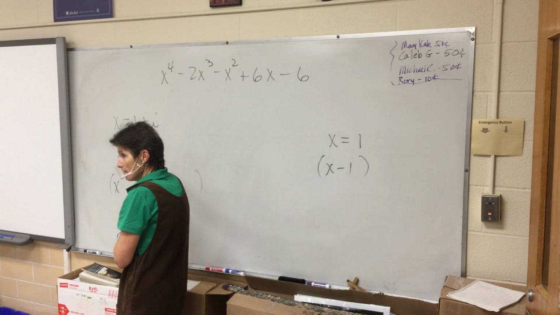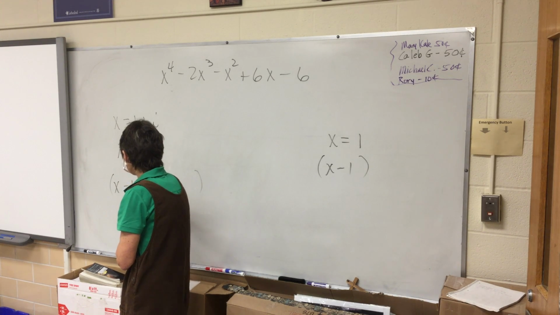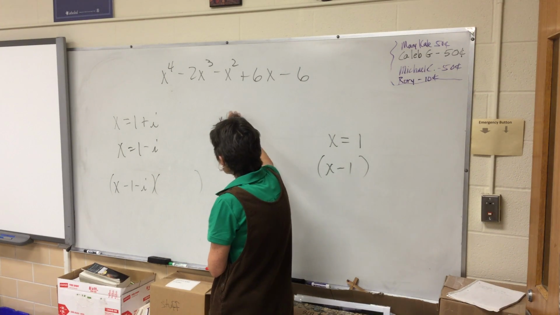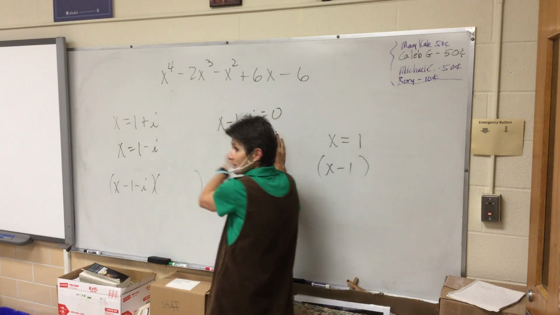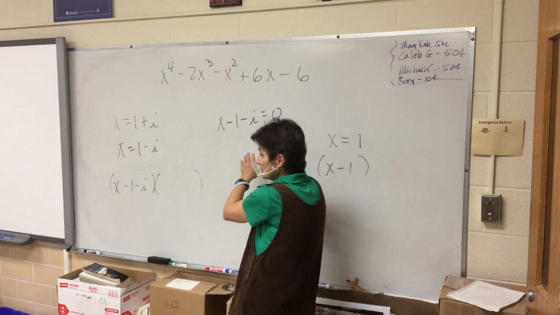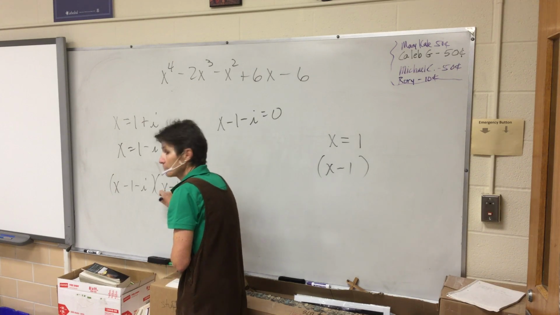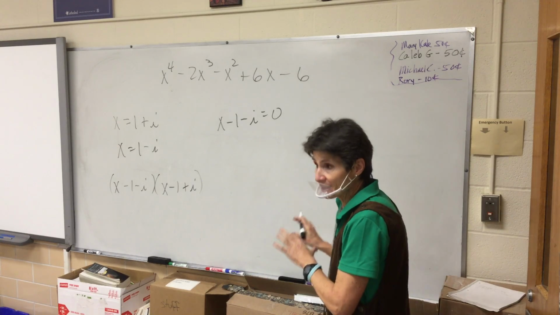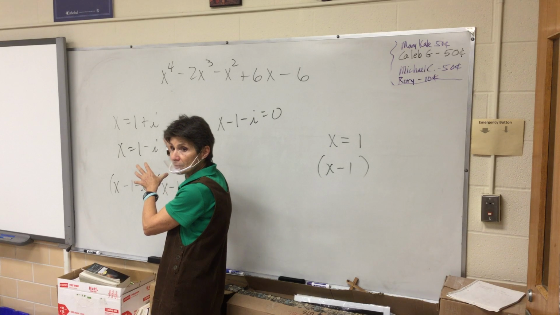x minus 1 minus i. Think about it, if you set a factor equal to 0 and solve it, wouldn't that give me 1 plus i? All right, so what's this factor? x minus 1 plus i? So there are the factors that would have generated these two roots.